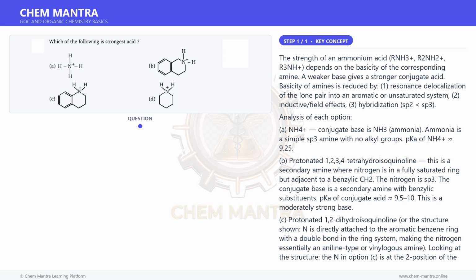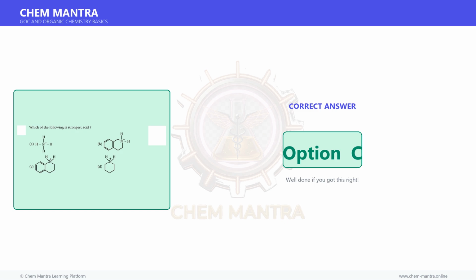Why others fail? A. NH4+ is less acidic than C, because NH3 is more basic than the aniline type amine in C. B. The tetrahydroisoquinolinium ion has a more basic nitrogen, sp3, secondary, benzylic, than C. D. Piperidinium is the least acidic because piperidine is a very strong base. Therefore, the correct answer is option C.